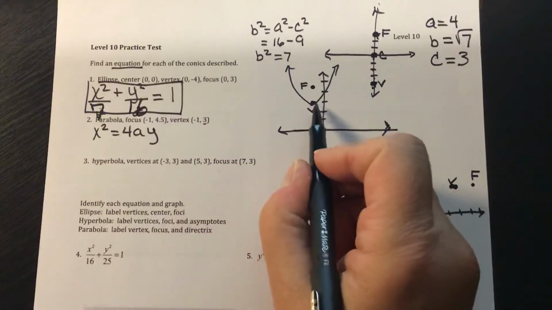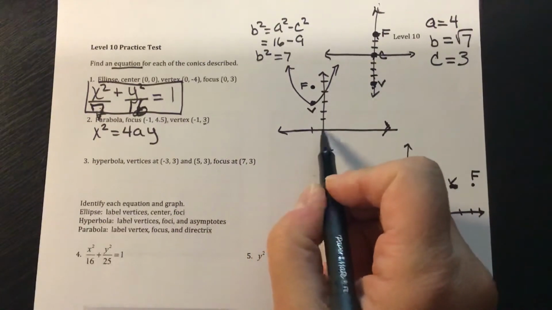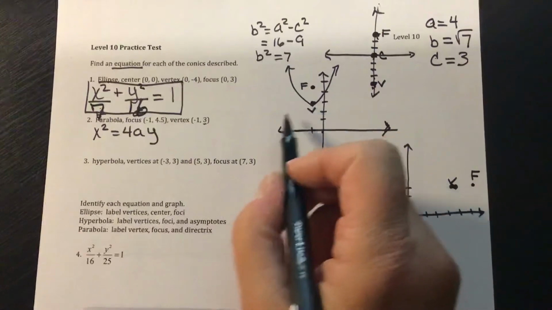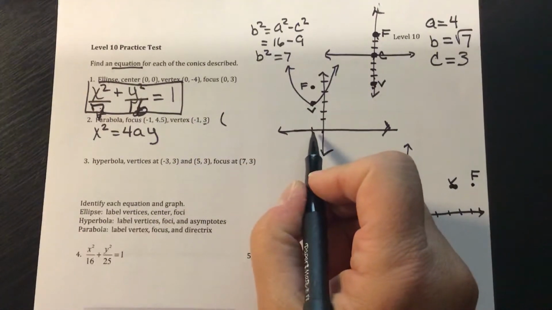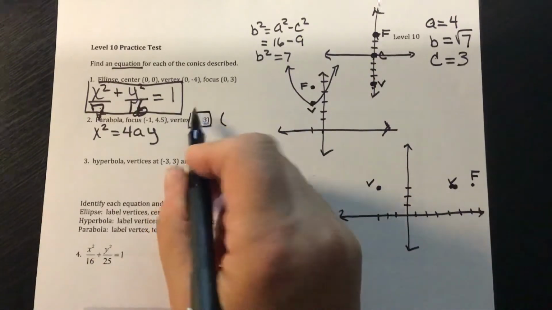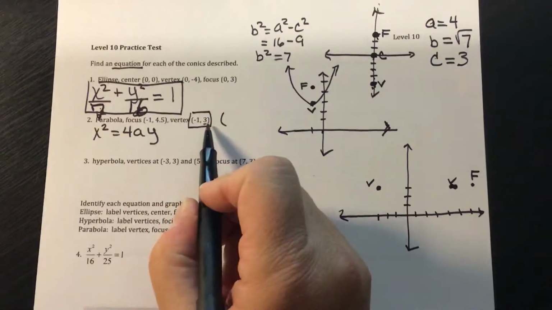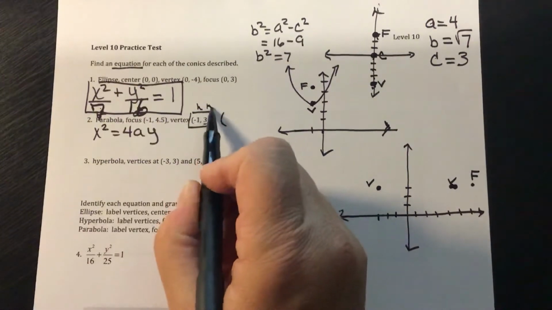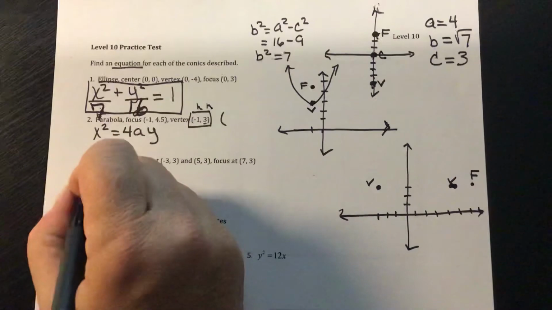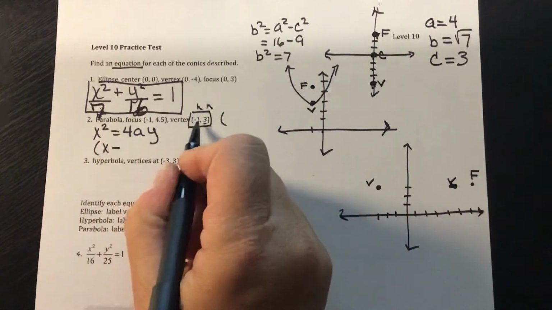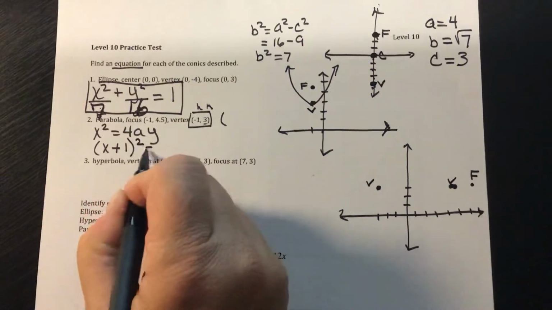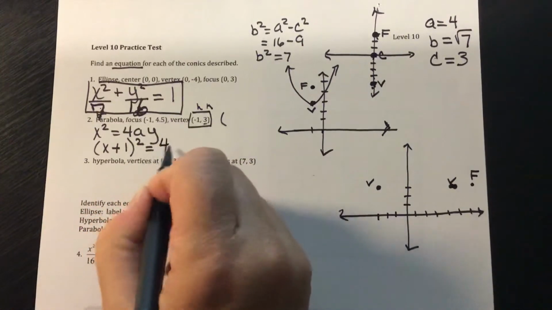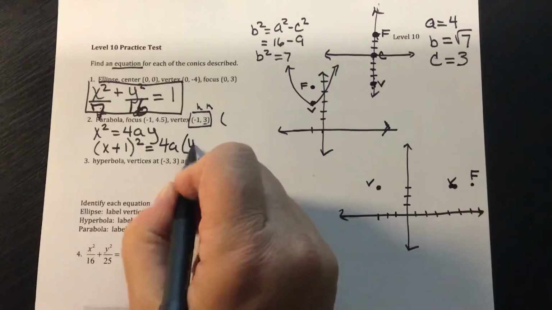Now my center, or my vertex, is not at the origin. So my vertex is going to be the point over to -1, up 3. So these numbers need to be our h and k values. So I'm going to have x minus h, which is -1, so that's (x plus 1) squared, equals 4a times (y minus 3).